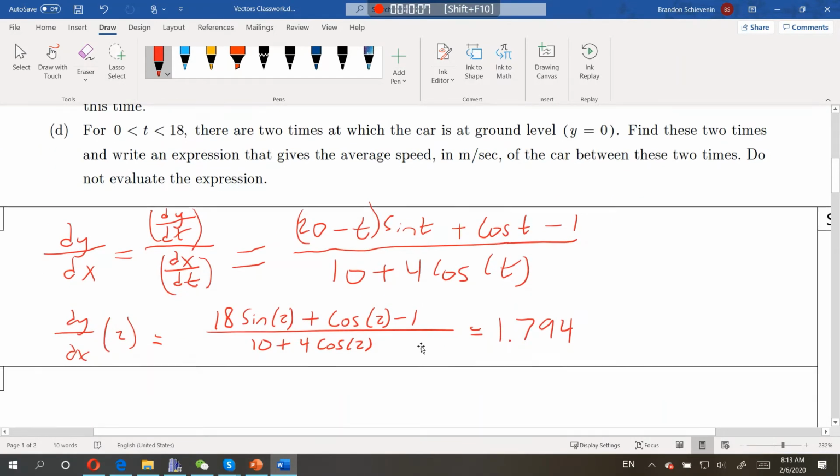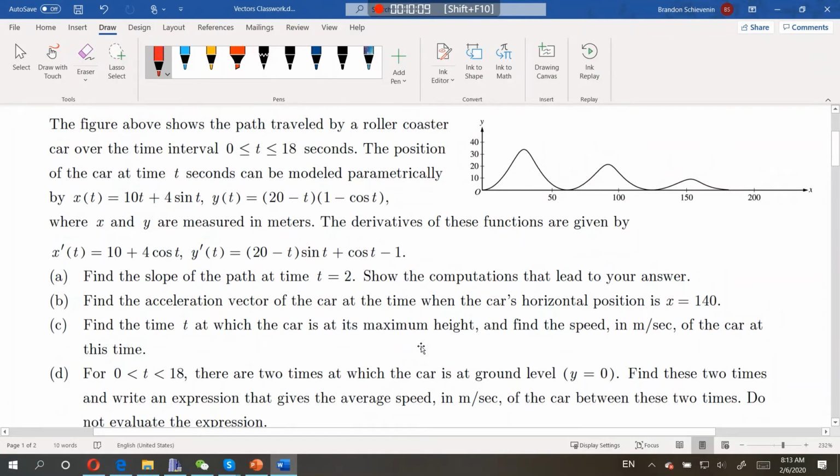Cool. Part B, I need to figure out the acceleration vector of the car at the time when the horizontal position is at 140. What would I have to do first? We derive again, y prime and x prime. That would give me the components of the acceleration, which I could use to get the vector. But I need to get the time first before I can plug into that. So how do I get the time?